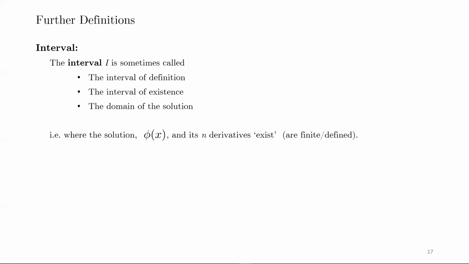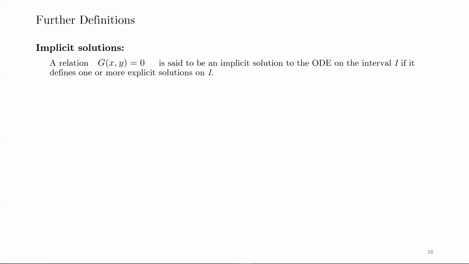Anywhere that, for example, if you had a log of x in the solution, you could never have x that was negative, right? Because log is not defined, or even equal to 0, right? You can never have x 0 or less. So we'll have to keep this in mind whenever we find solutions to our ODEs. Where is the solution defined? What is the interval of existence of the solution?